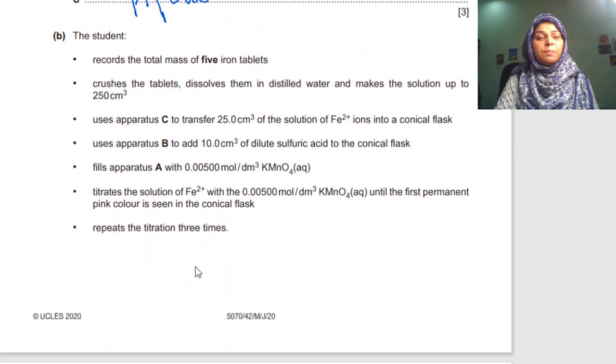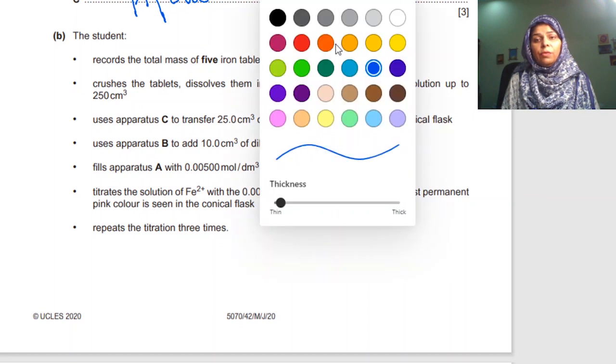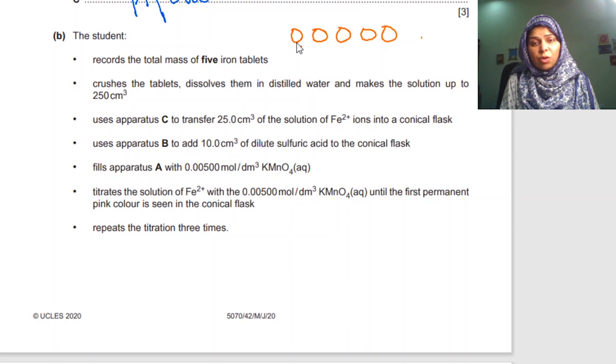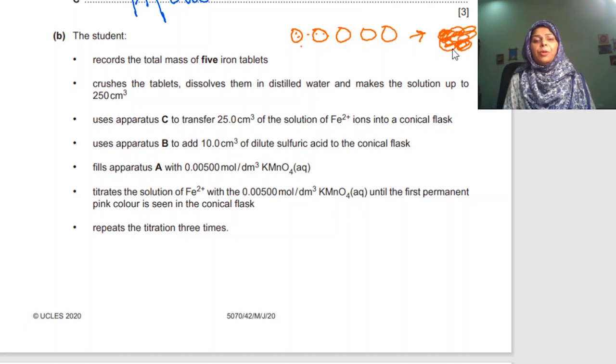So the next part is B. The student records the total mass of 5 iron tablets. The student used 5 iron tablets, right? What he has done, he has crushed all the tablets and made a powder of them. After crushing, a powder will form.